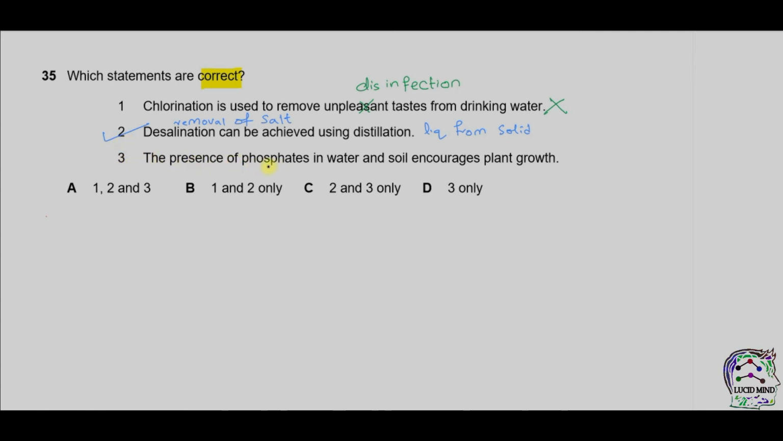Option 3, the presence of phosphates in water and soil encourages plant growth. Now 3 things are needed for plant growth. One is nitrogen, one is phosphorus, one is potassium. So phosphates consist of phosphorus, so therefore this statement is true. As statements number 2 and 3 are correct, therefore the answer is C.